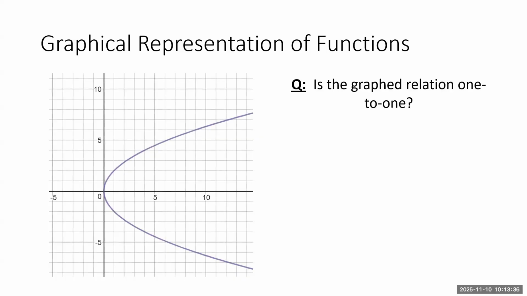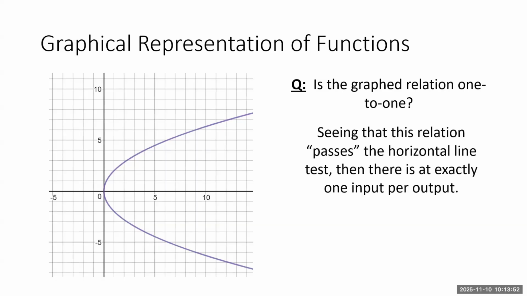The question I'm asking now is, is this graphed relation one-to-one? This graph is a quadratic parabola with x as the major axis. Again, its vertex is at the coordinate pair 0, 0, which is also known as the point of origin. Seeing that this relation passes the horizontal line test, there is exactly one input per output.